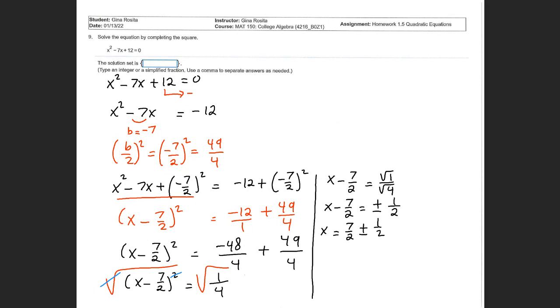Now take the positive first. So x equals 7/2 plus a half. 7 plus 1 is 8 over 2. The answer is 4. Now take the negative. x equals 7/2 minus a half. 7 minus 1 is 6 over 2. So the answer is 3. So the answers are 4 and 3.